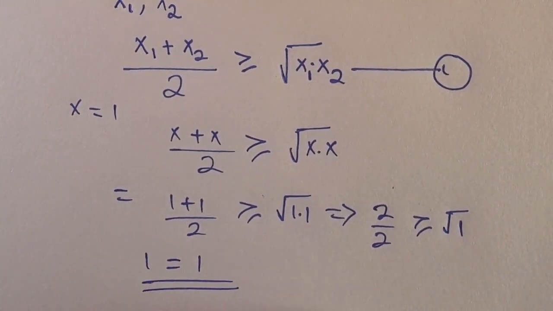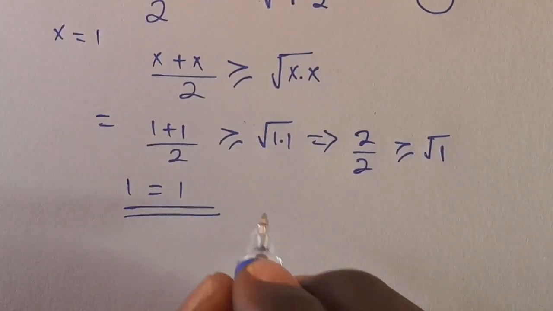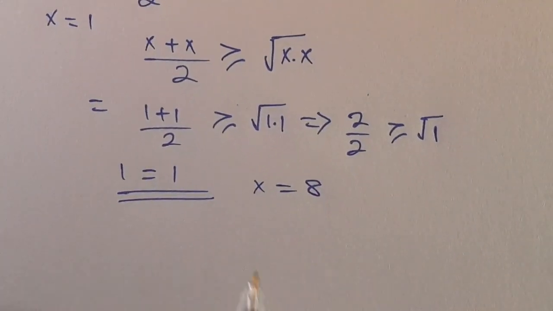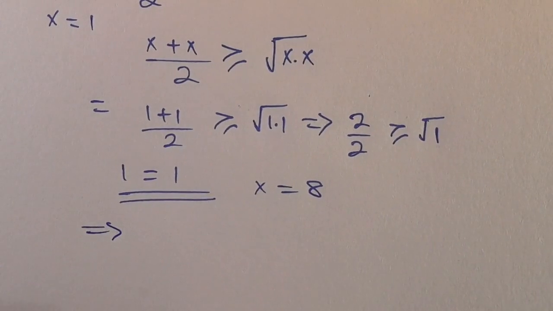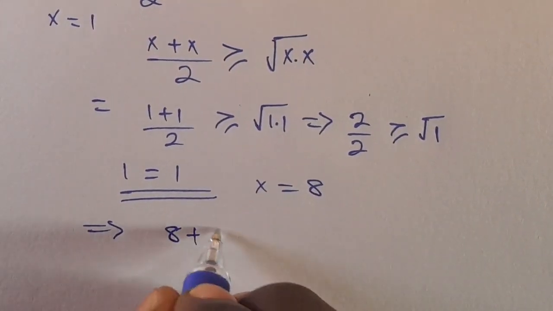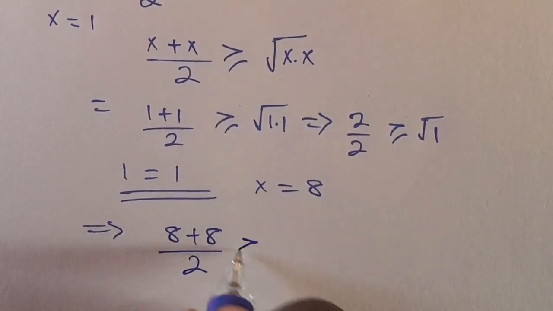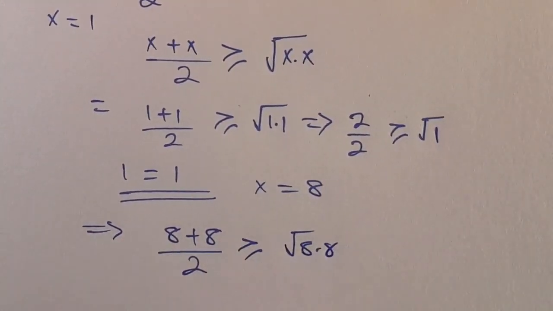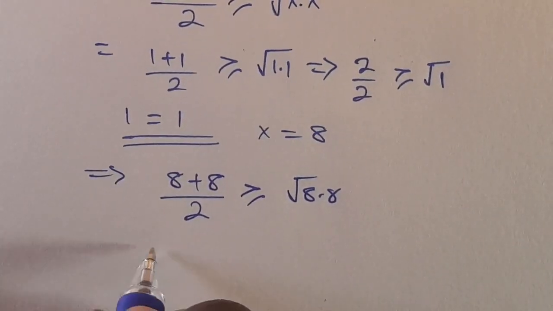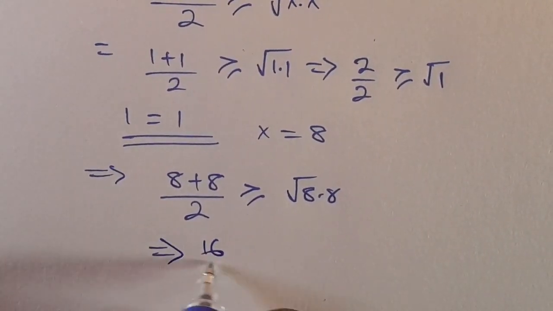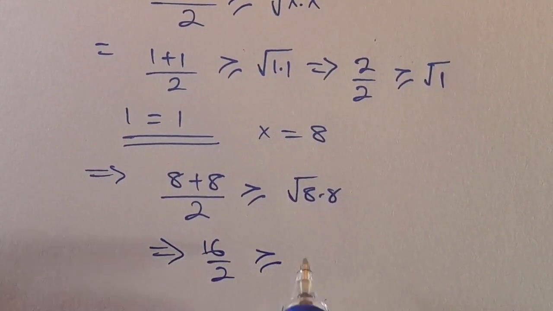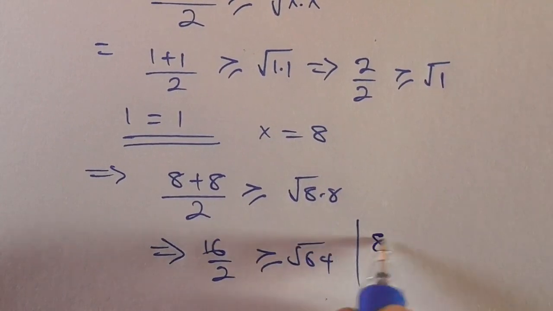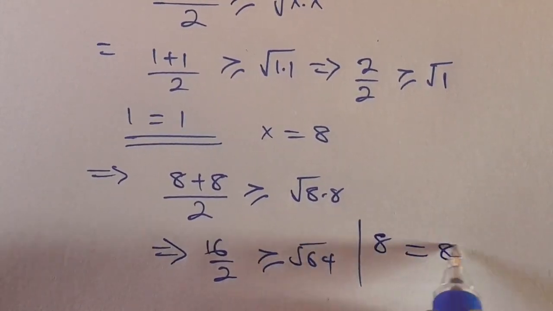So this is true. Or when you have x equals 8, then by applying the arithmetic and geometric mean, we have 8 plus 8 divided by 2 greater than or equal to the square root of 8 multiplied by 8. And this will give us 16 divided by 2 greater than or equal to square root of 64. And so from here we have 8 equals 8.